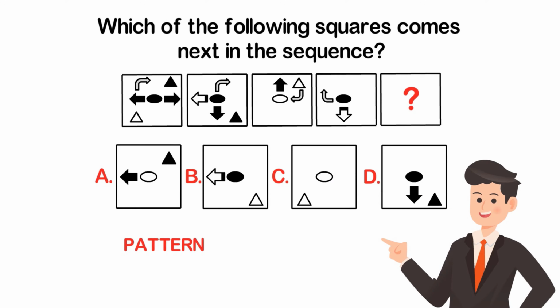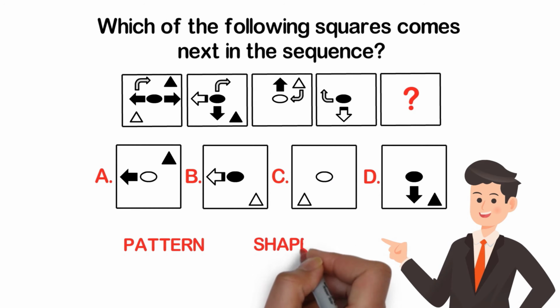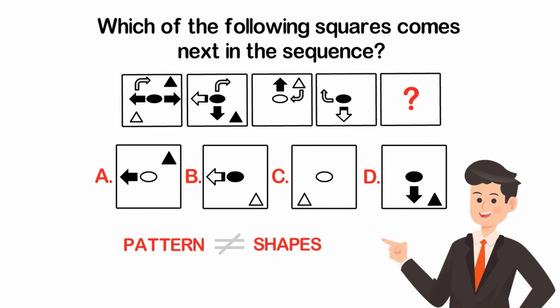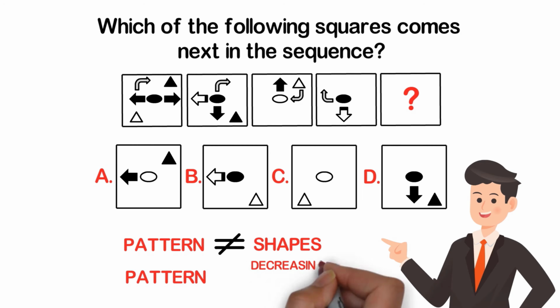As I mentioned, test writers are trying to trick you. And in this particular case, there is no pattern within the shapes. It's all random. No matter how hard you try, you will not be able to determine any patterns among those small shapes. The pattern here is the decreasing number of shapes.